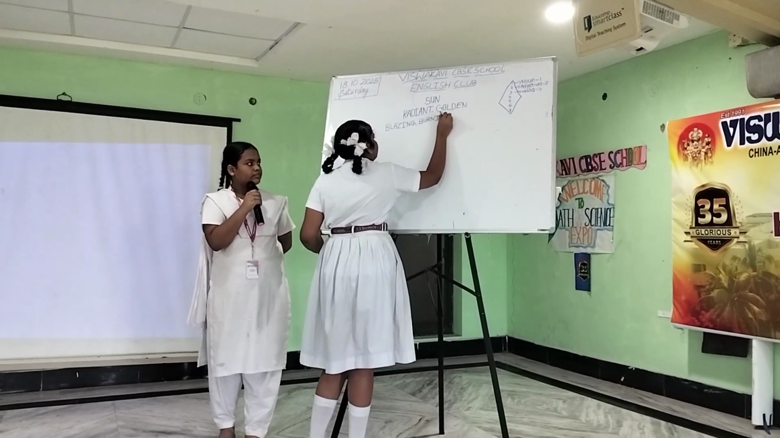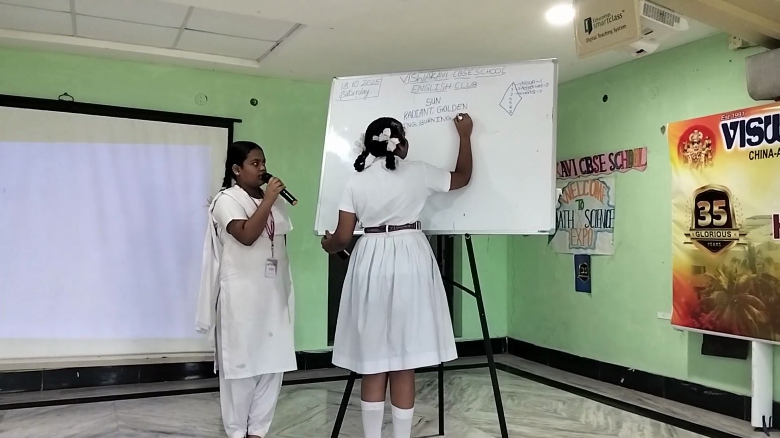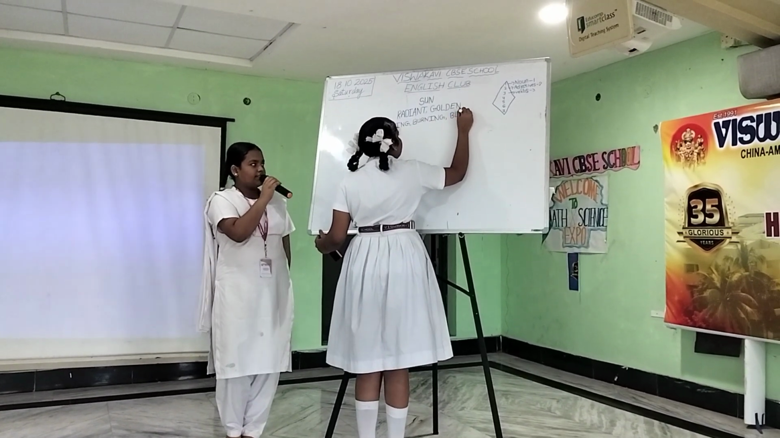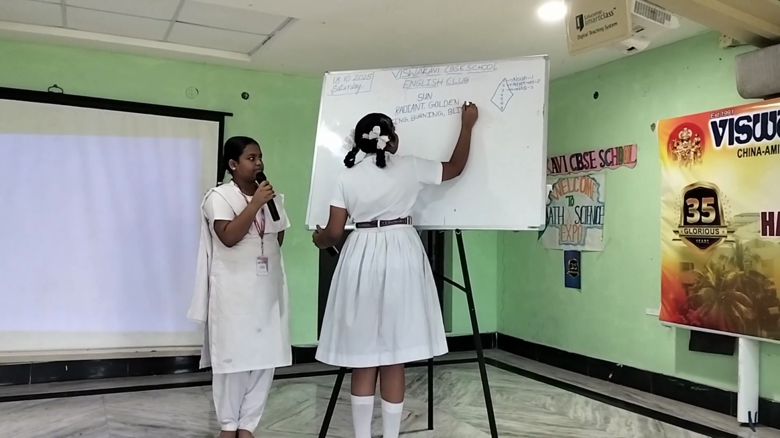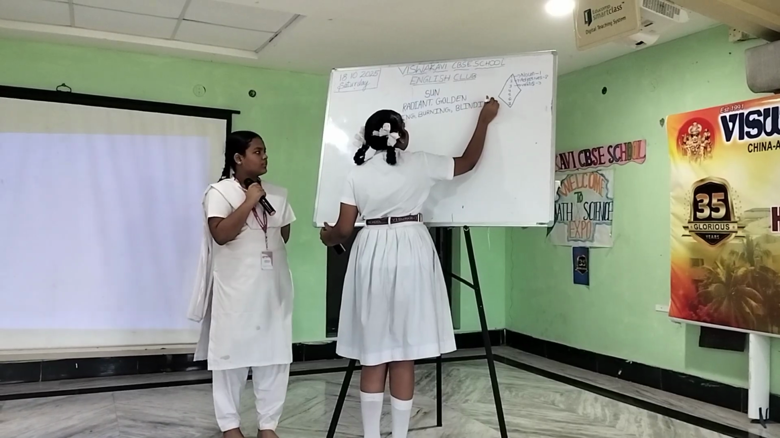Burning. The sun is blazing, the sun is burning, and the sun is blinding. It's blinding, you cannot see, especially in the afternoon. You close your eyes when you're walking on the road.